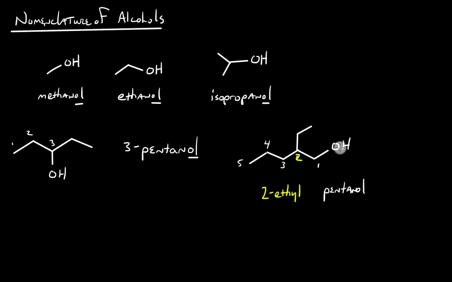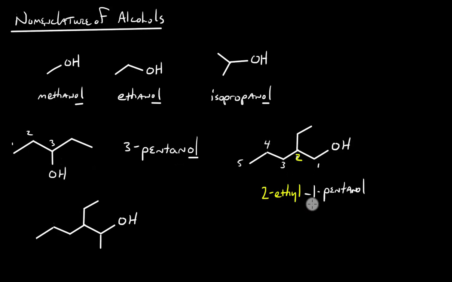Since the alcohol, the OH group, is located in the first position, we're going to include that 1 just to make sure the audience knows where that OH is. So the 2-ethyl is saying that the ethyl group is on position 2, and that 1 is saying that the alcohol is on position 1. Now this 1 might seem a little overzealous and like overkill, but let's give an example when it's actually very important to use this numbering.